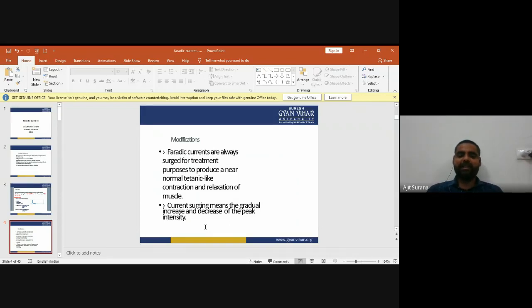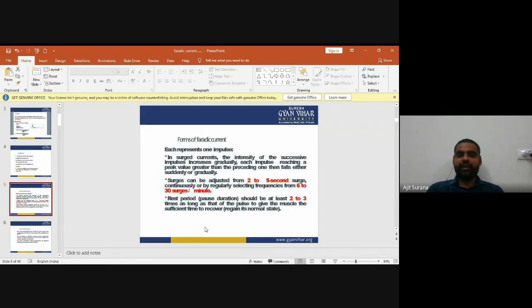Current surging means the gradual increase and decrease of peak intensity. So this is all about the modification of the Faradic currents: they are always used for treatment purposes and produce a near normal tetanic contraction and relaxation of the muscles, and current surging means the gradual increase and decrease of the peak intensity.